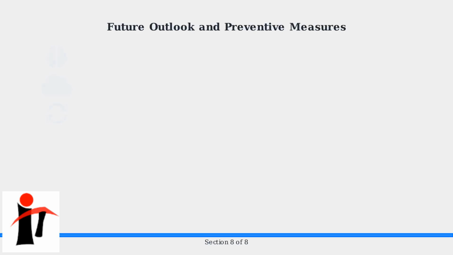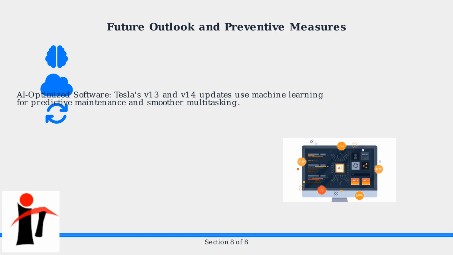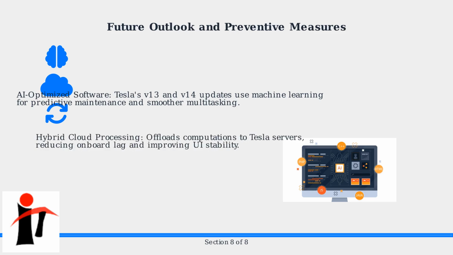Tesla is continually improving UI stability through AI-optimized software stacks like versions 13 and 14, which incorporate machine learning for predictive maintenance and smoother multitasking. Hybrid cloud processing reduces onboard lag by offloading some computations to Tesla's servers, leading to more responsive infotainment systems.